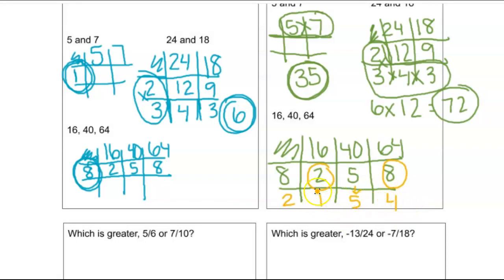Now, if I look at these numbers, I have a 1 and 5 and 4. Nothing can go into those. So I'm going to circle all of these. And I'm going to multiply them all together. 8 times 2 is 16. We don't need to worry about those times 1 because 16 times 1 is 16. 5 times 4 is 20. So I'm going to multiply that all together.